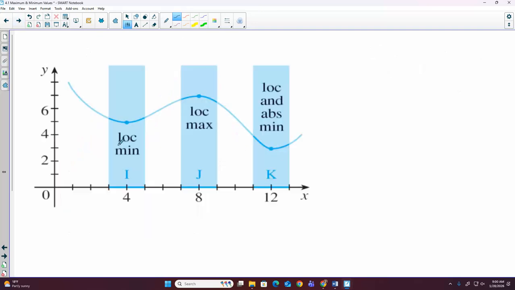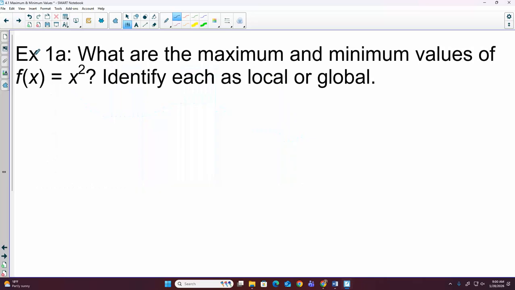All right. Let's go this way. What are the maximum and minimum values of x squared? We know what x squared looks like, don't we? What is it? Parabola. 0 squared is 0. 1 squared is 1. Negative 1 squared is 1. Okay, so what are my maxes or mins on this?